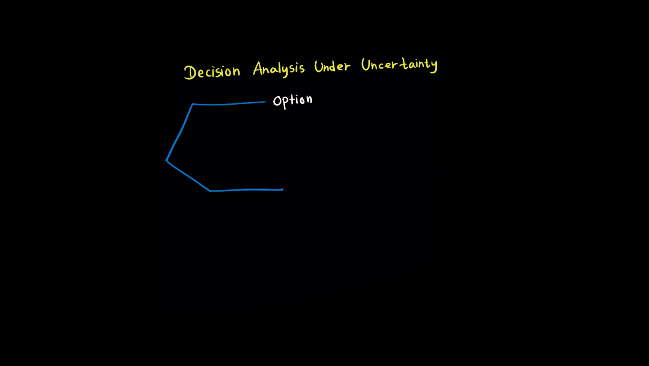Now let's understand decision analysis under uncertainty. When managers face multiple possible future events, what we call states of nature, they need a systematic way to evaluate options. The key is combining two critical factors, probability and monetary benefit. Think of it like this. Option A has a 70% chance of earning $100,000. Option B has a 30% chance of earning $400,000.